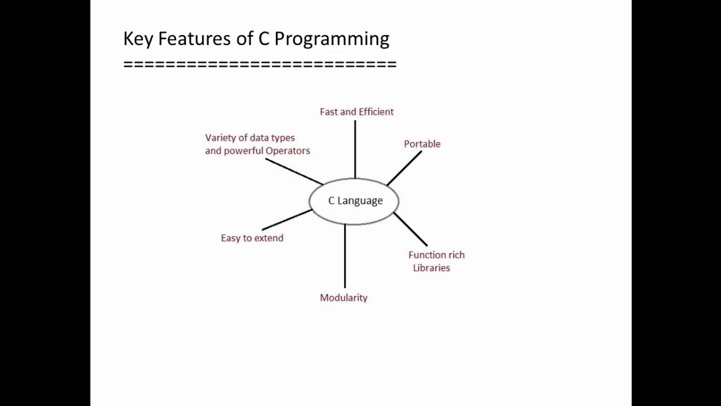So this shows the key features of the C programming language. If we take them one by one, the first feature is fast and efficient. That means the programs are very compact, and with a small number of instructions you can achieve quite a huge task with fewer steps. That is one of the key features of the C programming language, which is very fast and efficient.